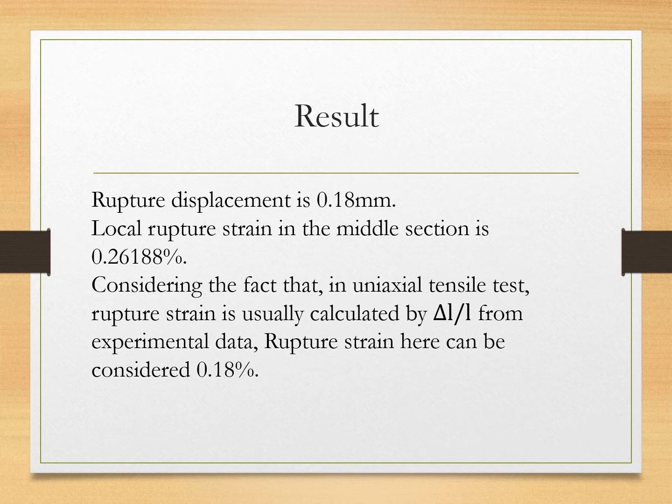Considering the fact that in uniaxial tensile test, rupture strain is usually calculated by delta L over L from experimental data, the rupture strain here can be considered 0.18%.